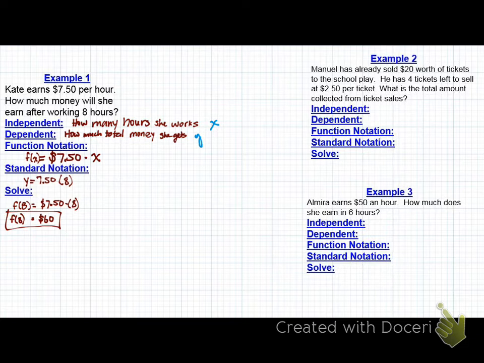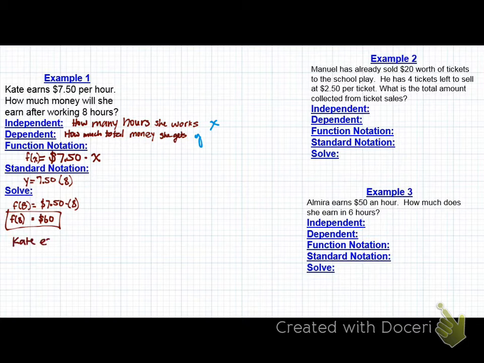Then we have to take the answer and put it back into a word problem. So what does that mean? Well, let's talk about it. Okay, so let's read the question again. How much money will she earn after working 8 hours? Well, we just write a complete sentence answer.